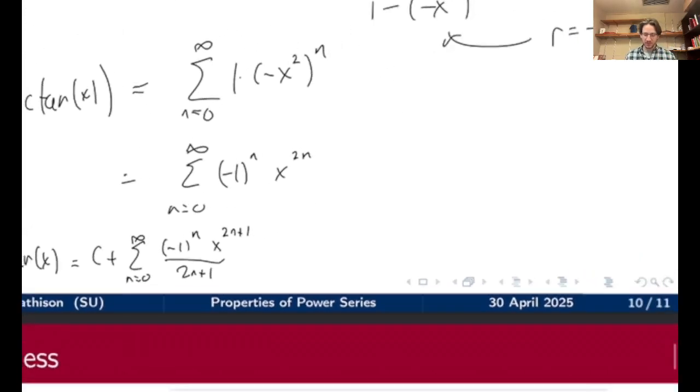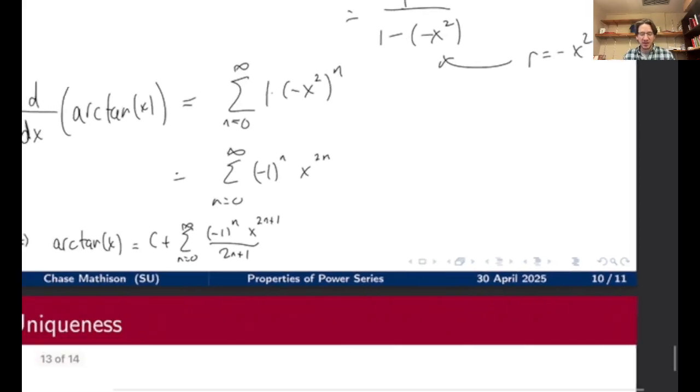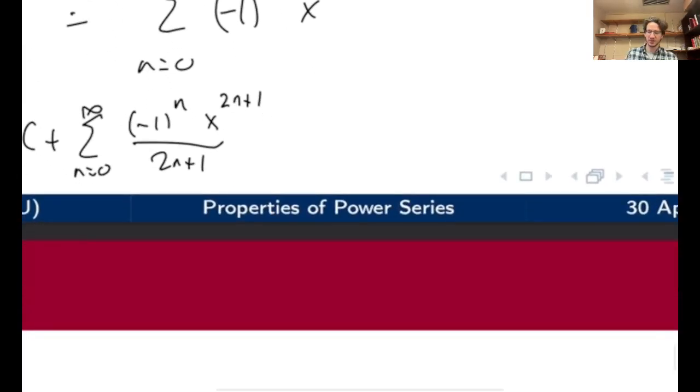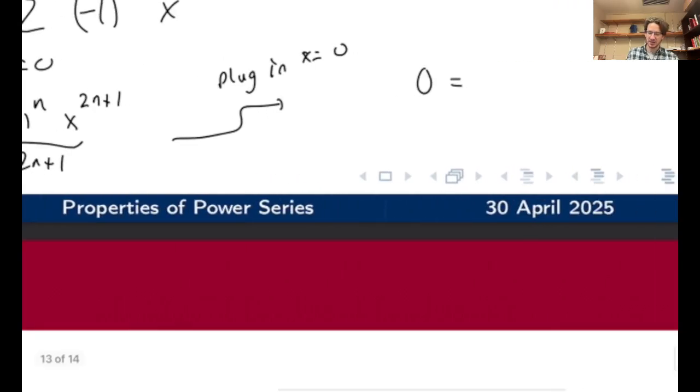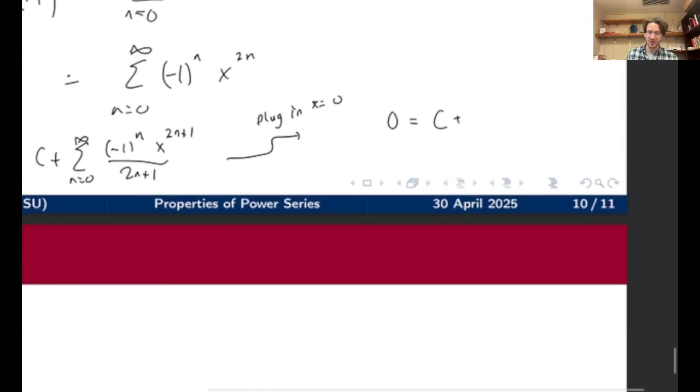There we go. Now, to figure out c, again, plug in the center. With power series, you're always plugging in the center to figure out what's happening with respect to constants. So if I plug in x equals 0, on the left, arctangent of 0 is 0. On the right, I get c plus a bunch of zeros. Everything has at least an x to the first there. And so I get c plus a bunch of zeros. So that tells me c equals 0.